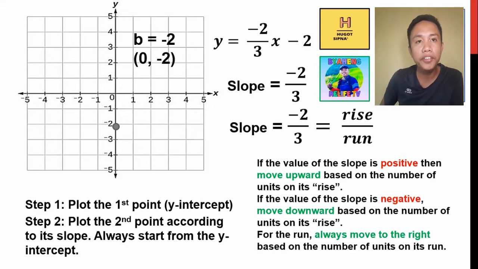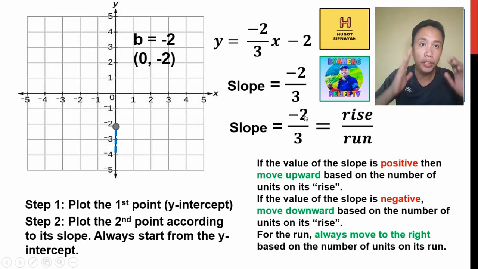For the run, always move to the right. Try natin i-graph ang ating example. So, from 0, negative 2, we're going to move downward 2 units. Bakit po? Because ang slope natin sa rise natin ay negative 2. So, eto po yun. Now, we will continue with the run.